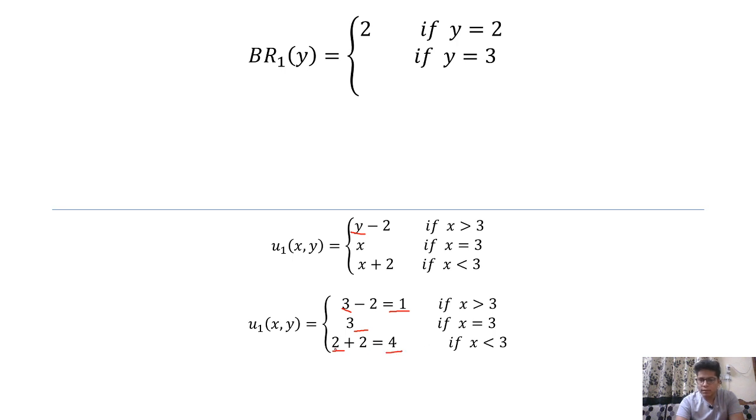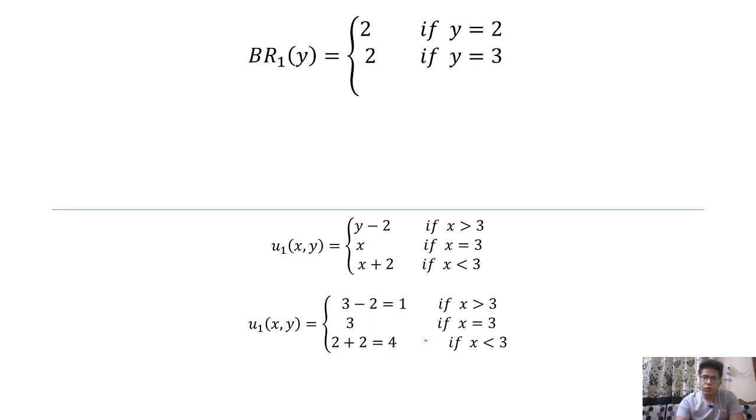So here I can see 4 payoff is highest among all these payoffs. So by choosing x is equal to 2, I can see if y is equal to 3, my best response, or player 1's best response, is to choose 2, because 2 gives 4 payoff.